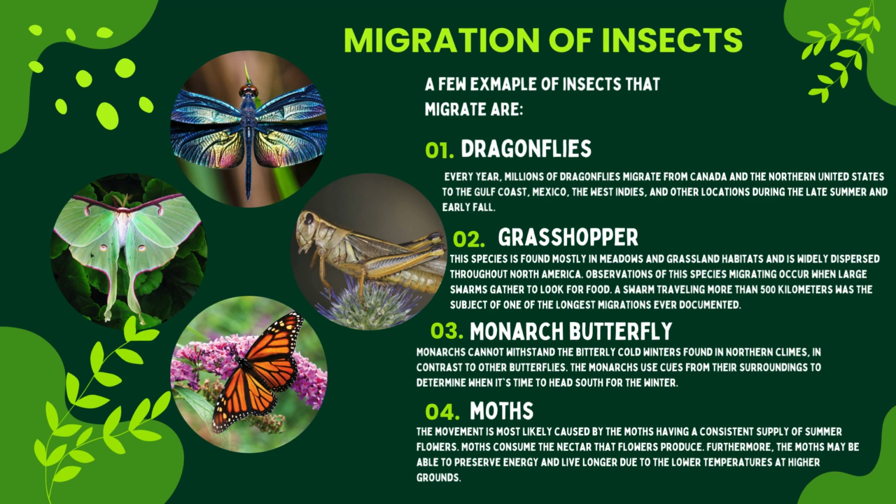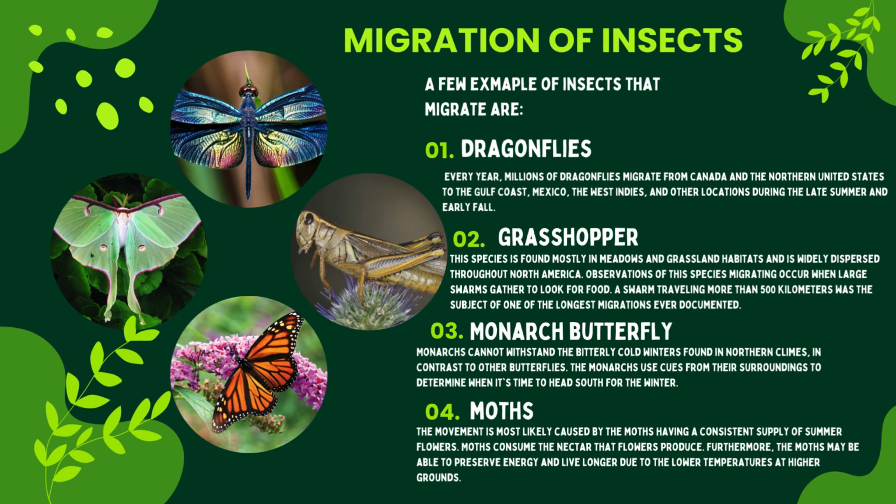Number three is the monarch butterfly. Monarchs cannot withstand the bitter cold winters found in northern climates. In contrast to other butterflies, the monarchs use cues from their surroundings to determine when it is time to head south for the winter.